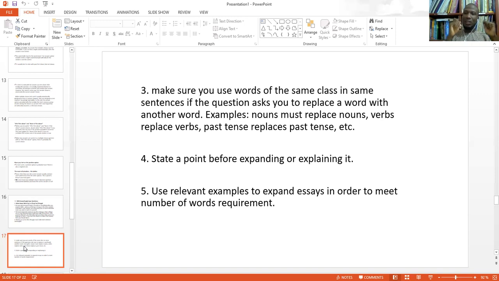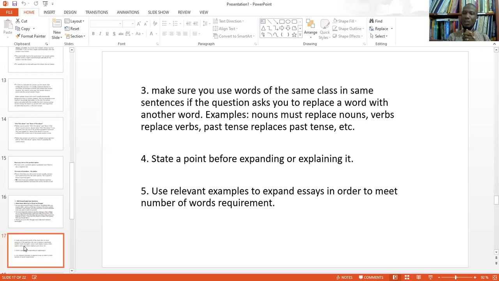Meaning that when you develop the points, you use different examples, and as you are doing that, your essay continues to increase in number of words. But don't just think that because you are writing sentences and joining them with "and" and other conjunctions, your essay will automatically increase in number, and that is what is going to earn you more marks.